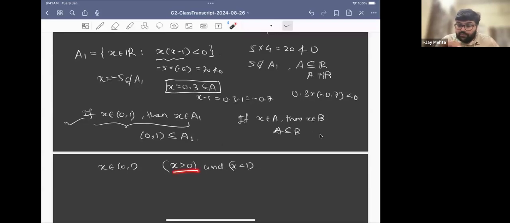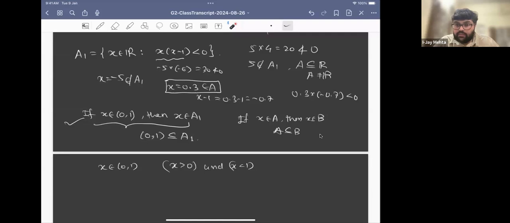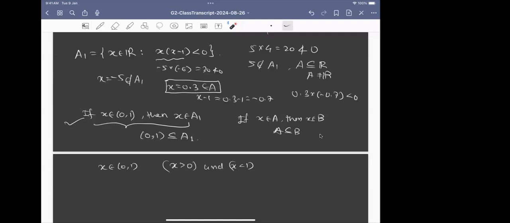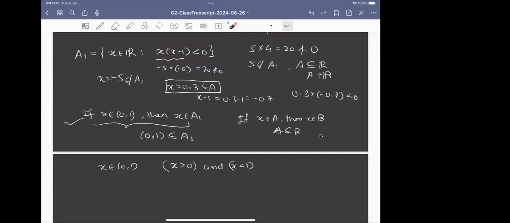X is positive, I know. If x belongs to (0, 1), then x is greater than 0 and x is less than 1. Then is the condition satisfied? Will it be in A1?